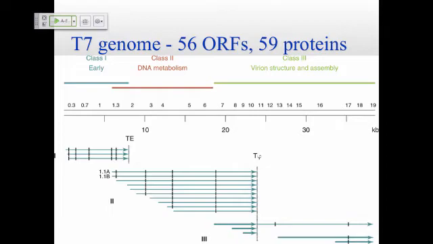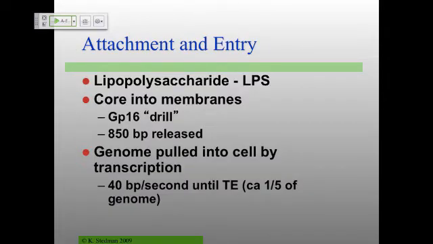But let's move back a little bit. How do you get that first step? How do you get attachment going on? The receptor for Bacteriophage T7 seems to be the lipopolysaccharide on the outside of E. coli. And so this is not a protein. It's just fatty acids and sugars. Once you have binding to the lipopolysaccharide, there's probably a secondary receptor, which no one's actually found so far.